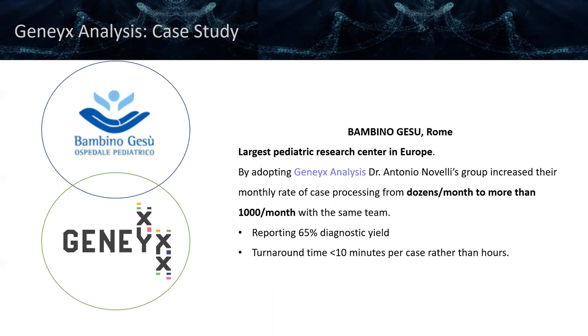Using their own bioinformatic pipeline, they were able to process around 12 samples per month. But when they adopted the Geneyx Analysis platform, that increased to around 1,000 per month. In turn, they also identified that they had a 65% diagnostic yield with a turnaround time of less than 10 minutes per case rather than hours. This has also been a testament from our other customers, but ultimately this indicates that the Geneyx Analysis platform is a scalable solution, especially for those high throughput environments.